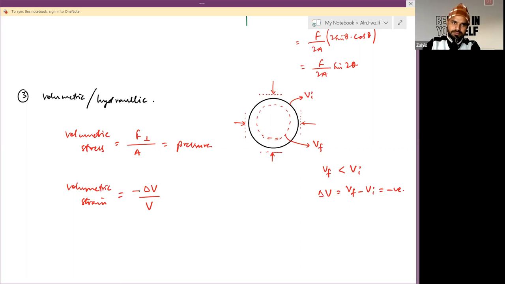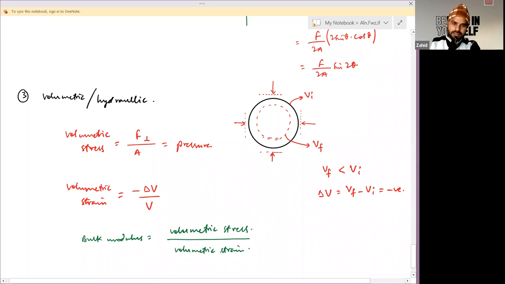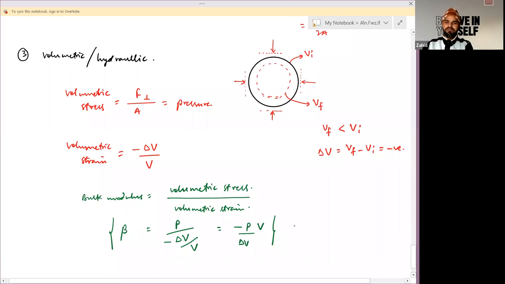And now if you divide these two terms, you get the modulus of elasticity. In this case, it is called bulk modulus. So bulk modulus equals volumetric stress by volumetric strain. Beta is the bulk modulus. Volumetric stress is nothing but pressure, and volumetric strain is delta V by V with a negative sign. So it will be minus P into V by delta V. Is it clear? Ifra, any doubt?